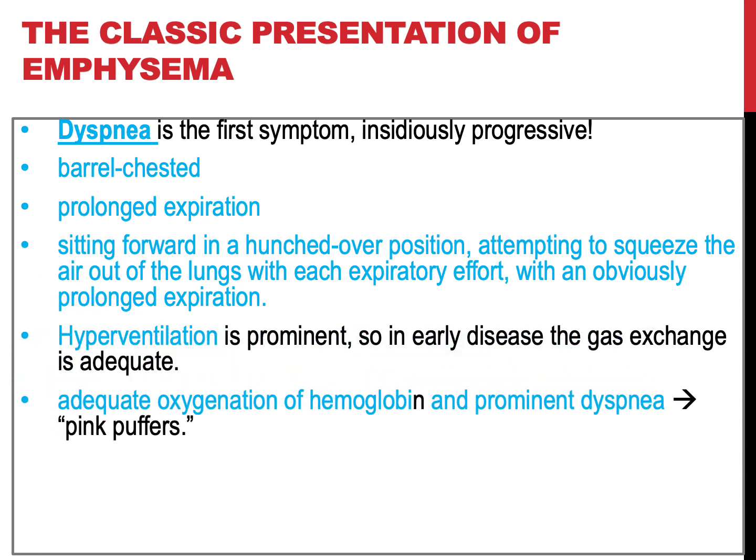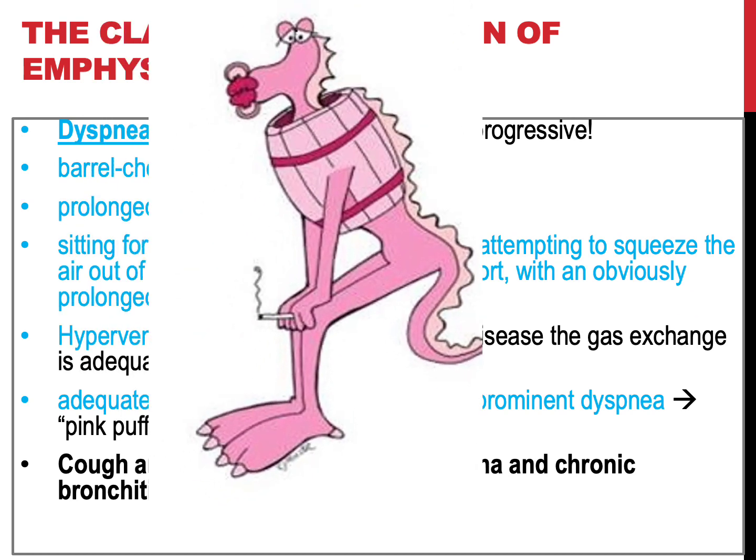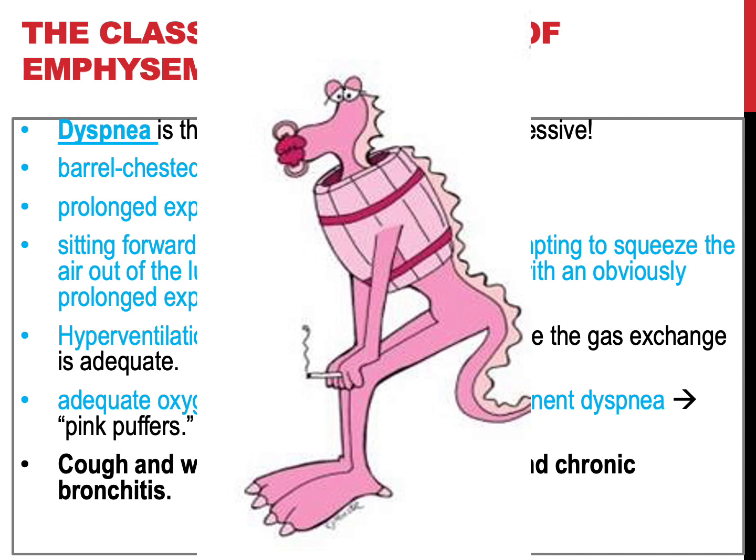And because the oxygenation of the hemoglobin is adequate and the patient shows prominent dyspnea, those patients are called pink puffers. Pink refers to the pink facial complexion and good oxygenation. Puffer because they experience difficult breathing and breathe through pursed lips during expiration. Other symptoms include cough and wheezing, especially in cases of coexistent chronic bronchitis and asthma. Remember pink puffers.